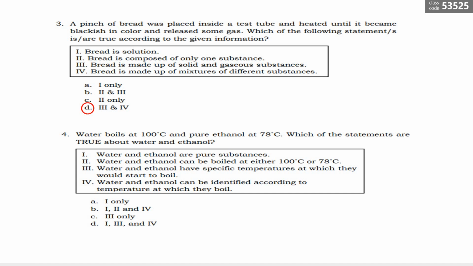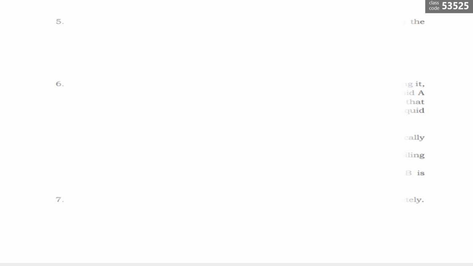A. 1 only. B. 1, 2, and 4. C. 3 only. And D. 1, 3, and 4. Go. Okay, let's see. Correct answer is D. It's 1, 3, and 4. Water and ethanol are pure substances. Water and ethanol have specific temperatures at which they would start to boil. And water and ethanol can be identified according to the temperature at which they boil. Very good. Let's have number 5 question.